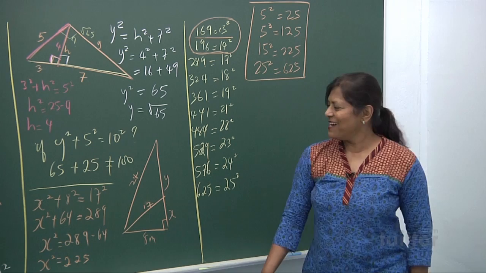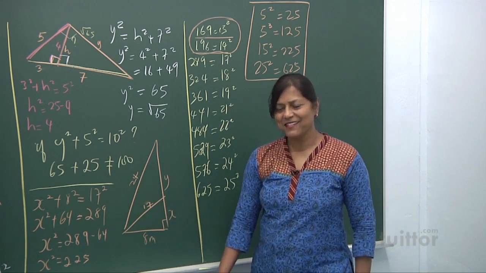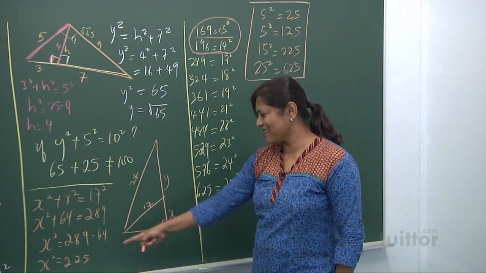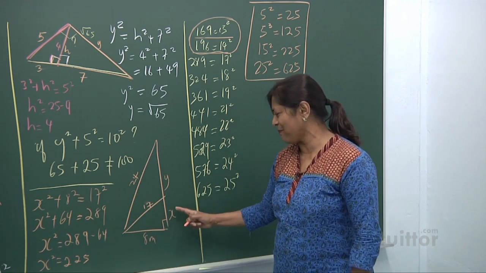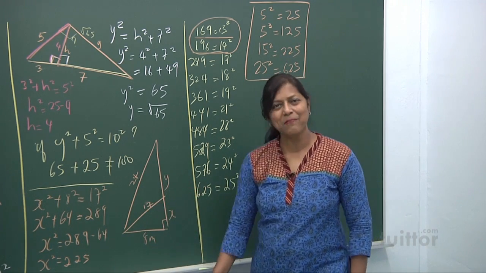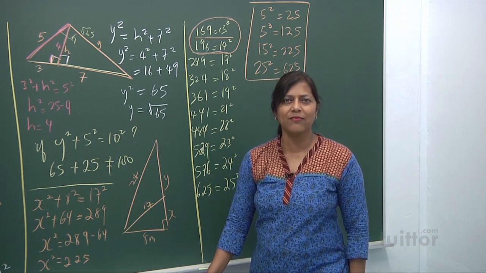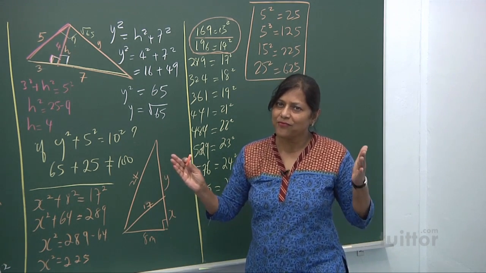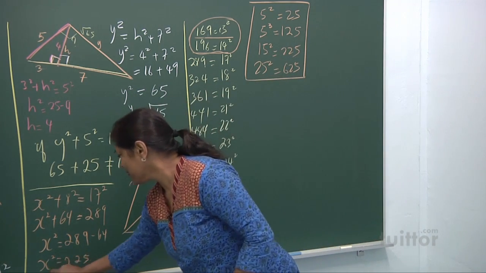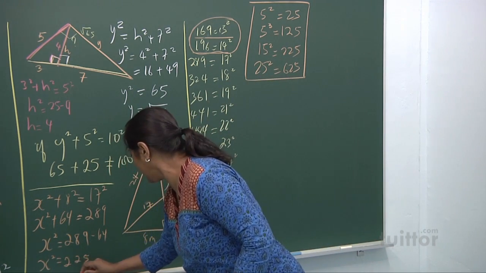Okay, so let's look at this. Now you want to find out what x is. You've got x squared plus this squared equals 17 squared. Your x is the square root of 225. What is that? 15. Great. So your x is 15.